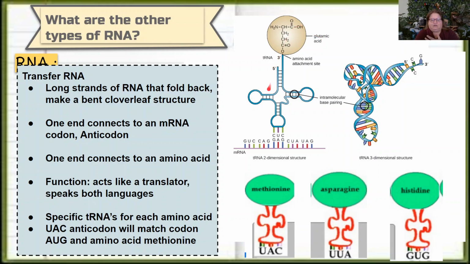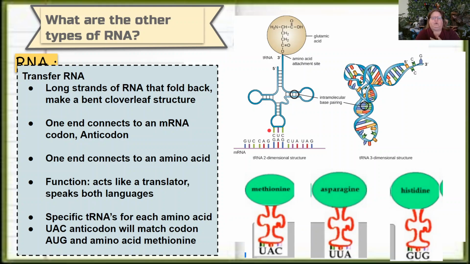And so you can see this kind of goofy clover leaf shape, but in reality, it kind of bends to the side. And so here we have a long strand of RNA that kind of coils up on itself. But here's the most important thing. One end of the tRNA contains 3 bases, 3 nucleotides, and what they're going to do is connect to a codon. And so we call the one on tRNA an anticodon, and it's going to connect to an mRNA codon. And notice they complement each other.